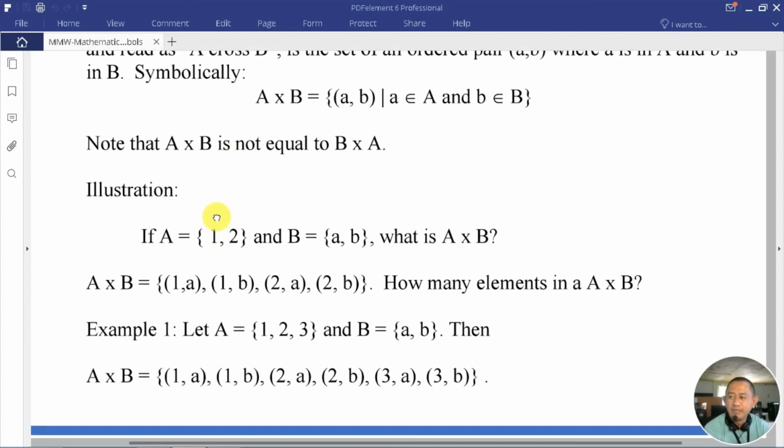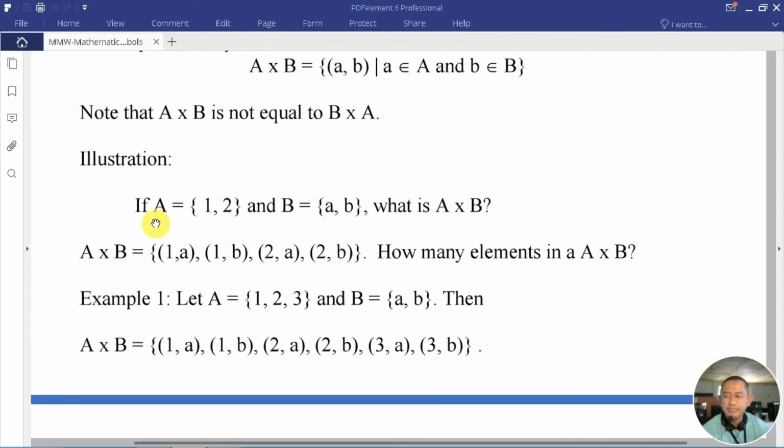So, it's easy to understand. We have a sample here, easy to follow. We have sets A and B. Set A is 1 and 2, and set B is a and b. So, what is A cross B? It is like multiplication. You multiply them, combine them. It's just a combination, meaning all combinations.